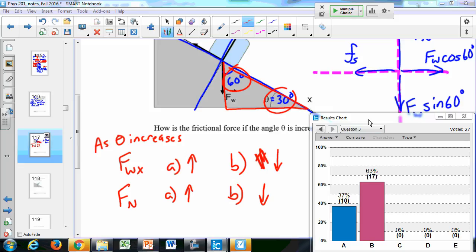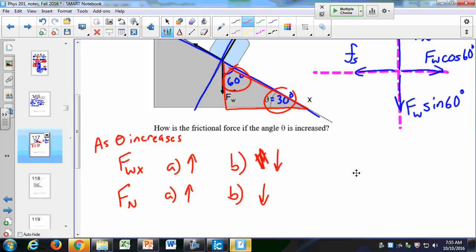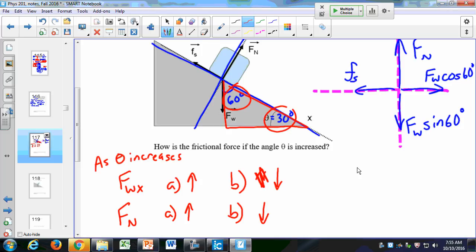Okay, let's see. Normal force will actually decrease. So B is right there. And the x component of the weight, that is the component of the force weight that is in the x direction, will increase. So A is the right answer. It's a little tricky on this first one because there are a couple things going on. This angle is increasing, and that causes this angle to what? Increase or decrease? Decrease.